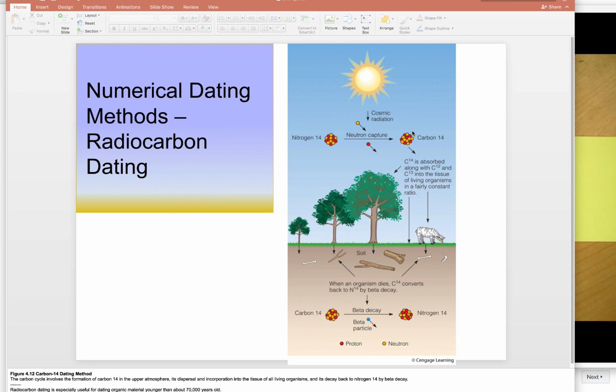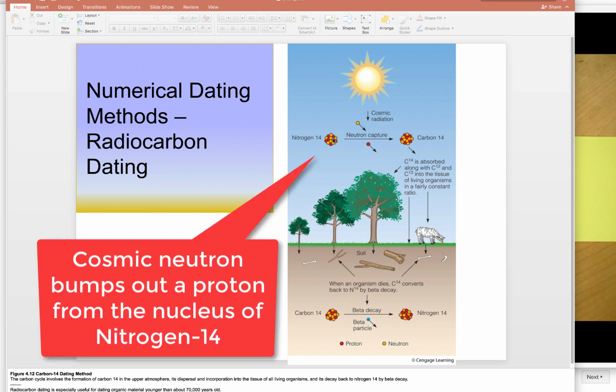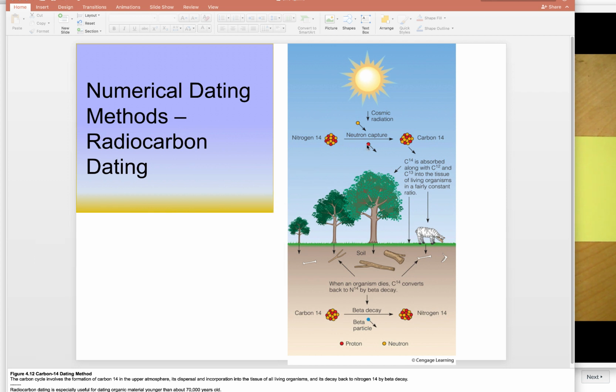And the way it works is we have cosmic rays or cosmic radiation that comes down in the form of protons or electrons or neutrons, and neutrons will essentially bump a proton out of the nucleus of nitrogen-14, because remember, 78% of our atmosphere is nitrogen, so we have lots of this nitrogen. And so if a neutron bumps a proton out of the nucleus of nitrogen-14, what happens, we still have the same atomic mass, but now we've converted a proton to a neutron.